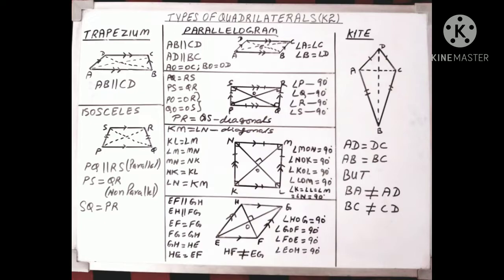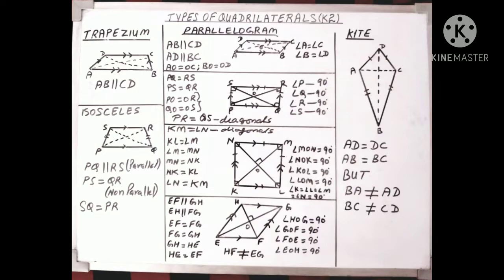Also on the right side I have written angle P is equal to 90 degree, angle Q is equal to 90 degree, angle R is equal to 90 degree, angle S is equal to 90 degree. So all the angles are 90 degree in a rectangle, right? Now see the figure below the rectangle.